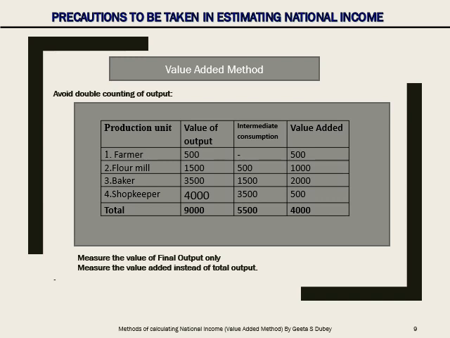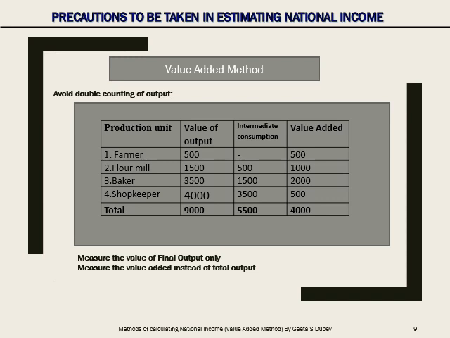The schedule seen on the screen can help us understand the problem of double counting and why we need to take value added instead of total output while calculating national income by the value added method, or take the value of final output only. So, there are 2 ways in which we can overcome the problem of double counting. First, we measure the value added instead of total output, and second, we measure the value of final output only. Suppose a farmer produces wheat worth rupees 500.